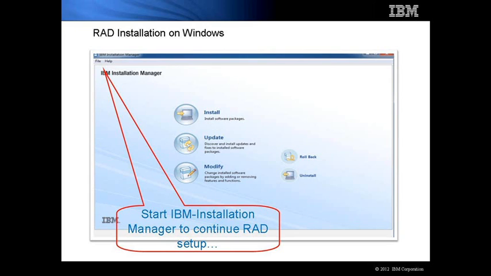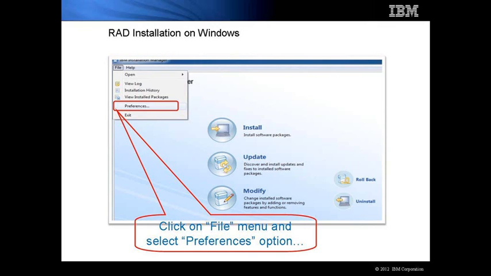Now to install RAD 7.5, what we need to do is, in the installation manager main window, there is an option available in the top left corner, that is File. Once we click on File, there are a few options available like Groups, View Logs, Open, Exit and Preferences. To install RAD 7.5, we need to select the Preferences option. So I select Preferences.